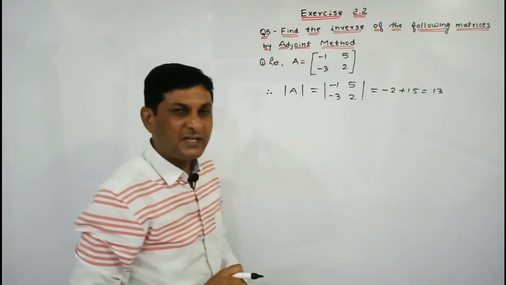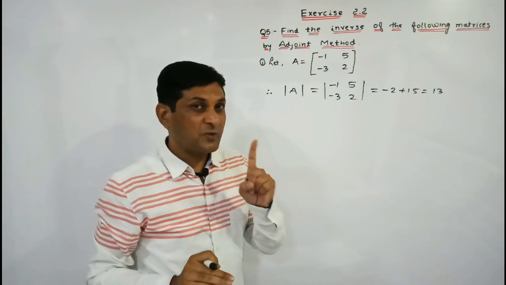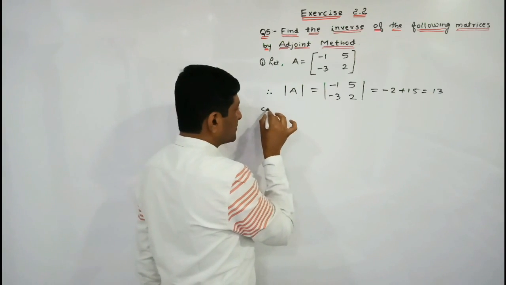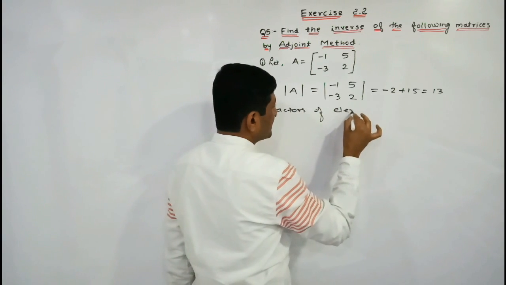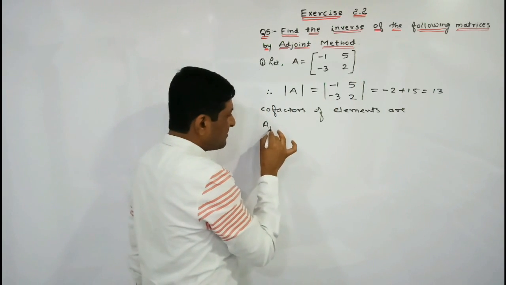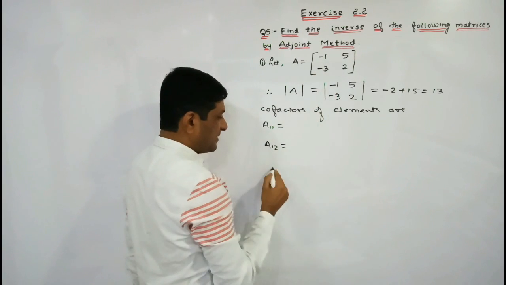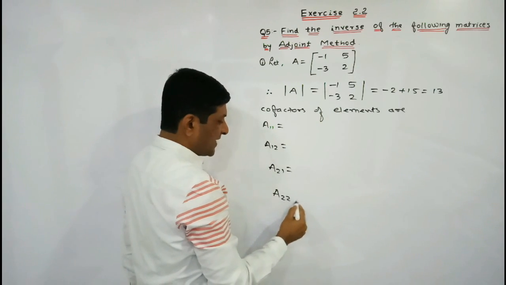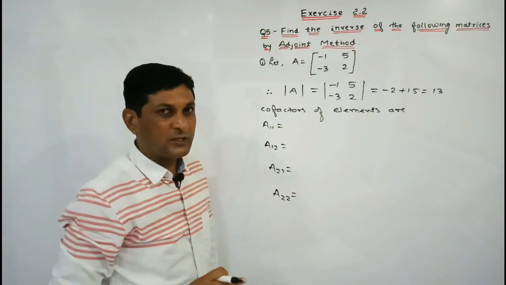Once the value of determinant is known to us, our aim is to find the adjoint. But to find the adjoint, what is our second step? We have to find the cofactor of all the elements. So the cofactors of the elements are: cofactor of the first element is denoted by A11, the second element by A12, the third element by A21, and lastly the cofactor of the element which lies in second row, second column is A22. Let us find the cofactors of all these 4 elements.